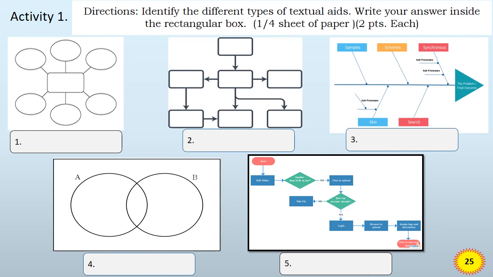And lastly, number five is a flow diagram, because we have graphic organizer for number one, the concept map for number two, the cause and effect diagram for number three, and the Venn diagram for number four. So there are no other options. The answer for number five is a flow diagram. Okay, that's the activity.